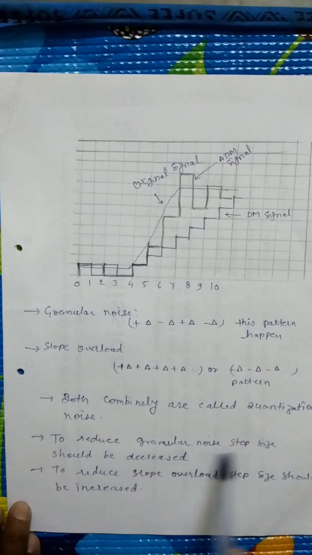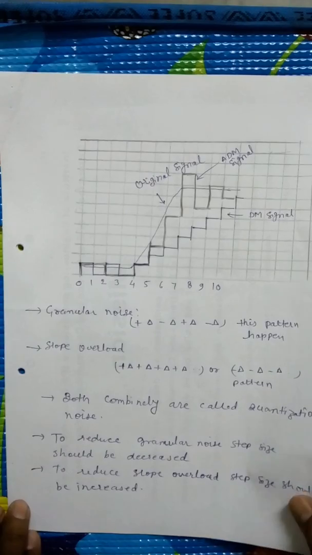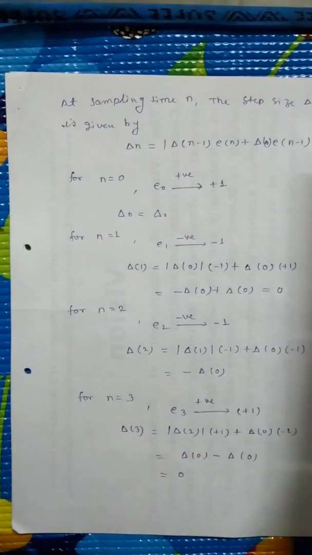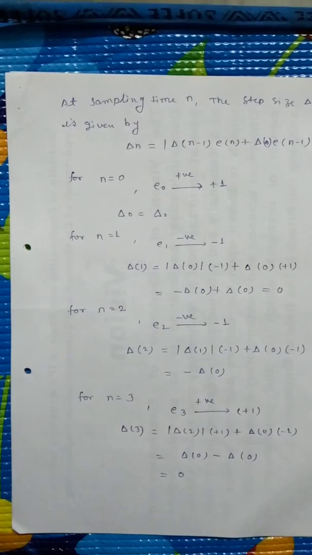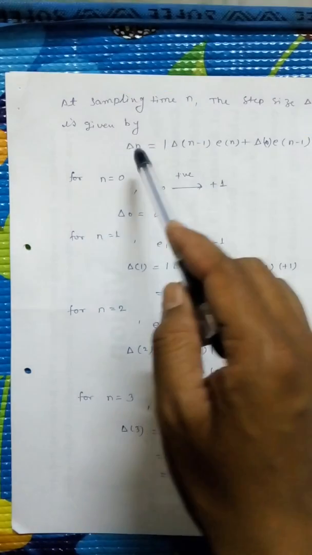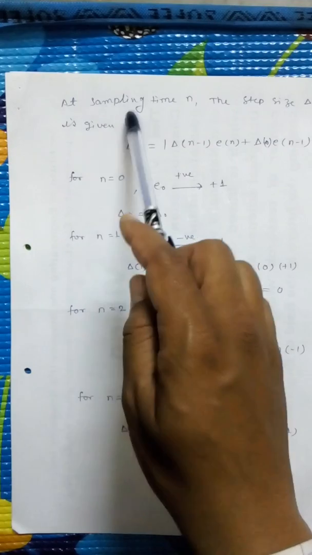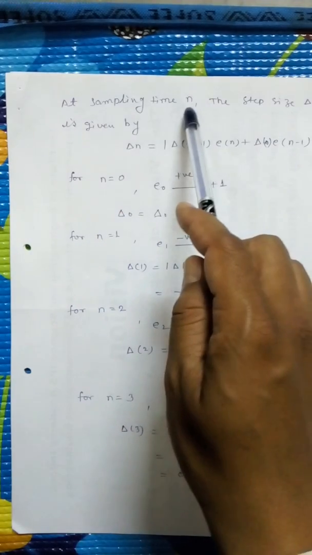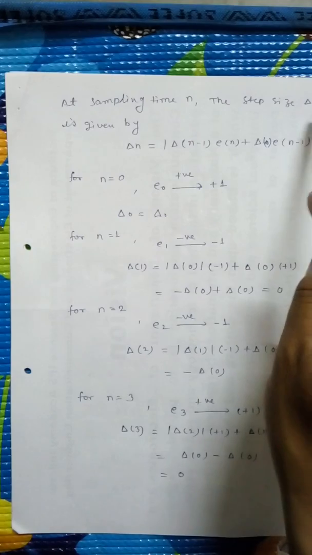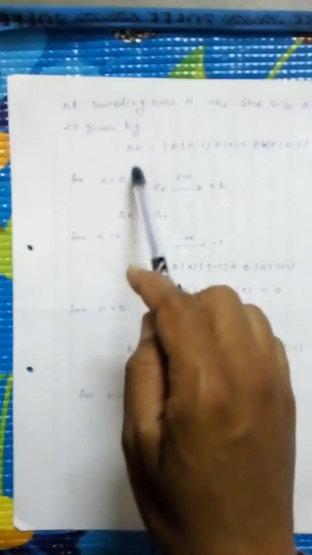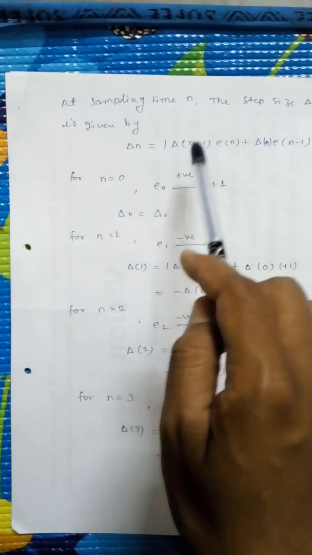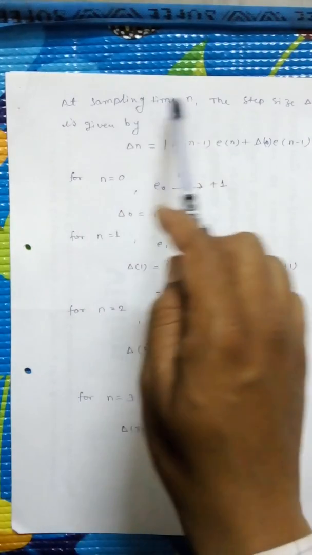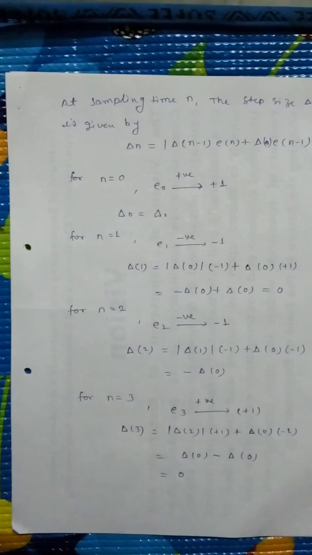So to reduce granular noise, step size should be decreased, and to reduce slope overload, step size should be increased. So here is an example. This is the formula to calculate the step size at sampling time n. The step size delta n is given by this formula, where n is the sampling instant.